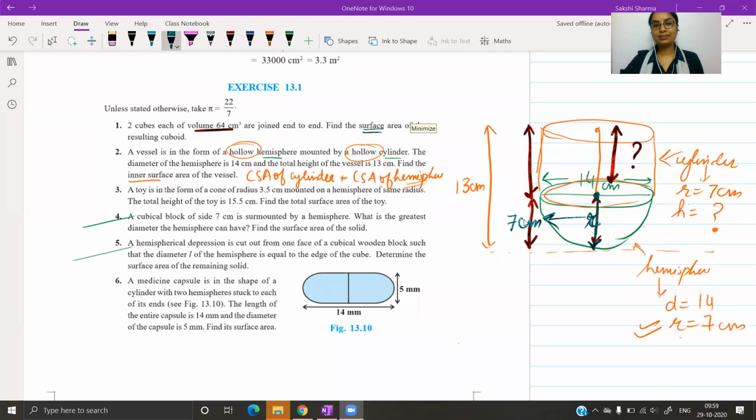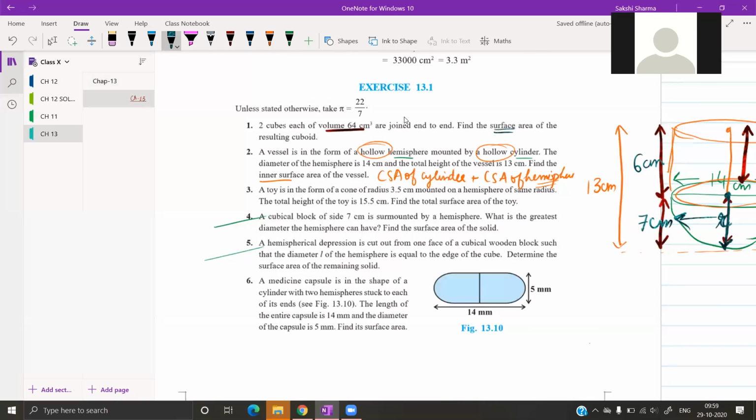Check again. 6, ma'am. 6 centimeters. That's correct. It will be 6 centimeters. Now, can you find out the curved surface area for both and then obtain the total? Does anyone have any doubt before we start writing? Okay, let's write down.